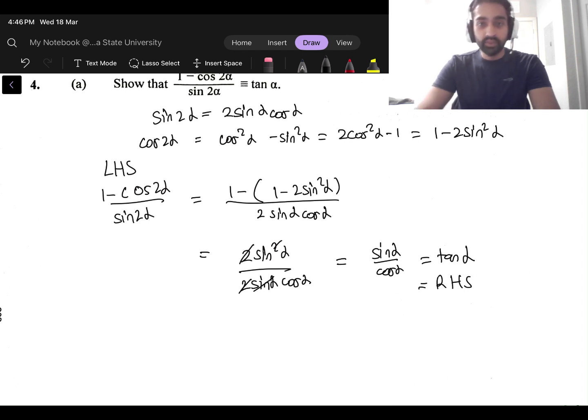So that's the proof. The hardest part is really to figure out which identity for cosine to use. But once you do that, it's just some algebra. And if you didn't know, you could just try the different ones and see which one gives you an answer. But if you just look at the numerator, that'll also help you figure it out and save some time in the exam.